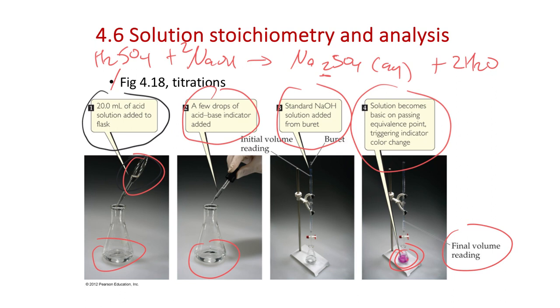We could do an example of that, but I don't have one for the notes, but you'll see that in lab. That's how you can precisely get what you call a standard solution. That's how you can standardize your base solution so you can know its concentration. And then you can take that base solution, once you know its concentration, and precisely determine the concentration of an acid.